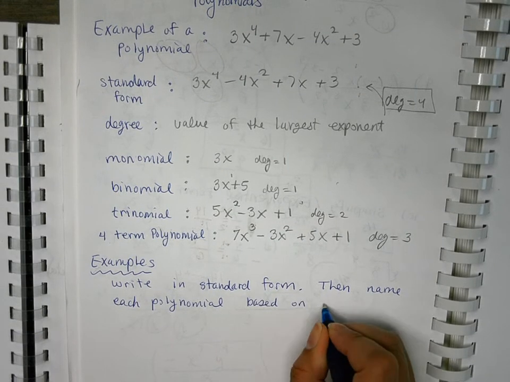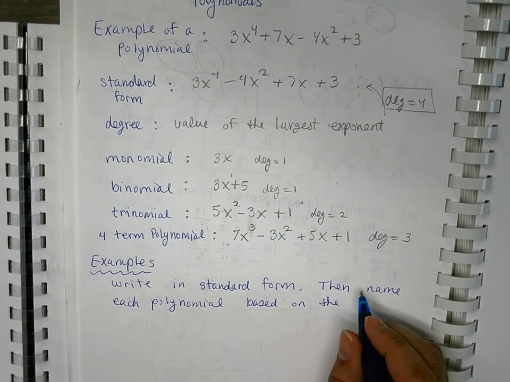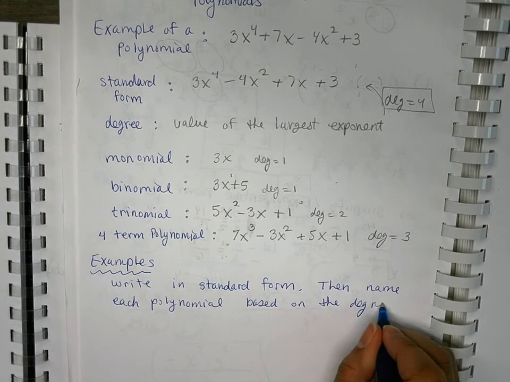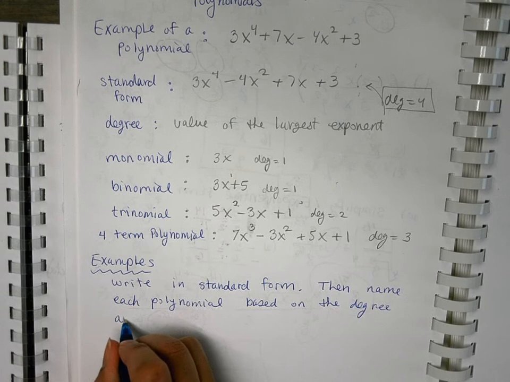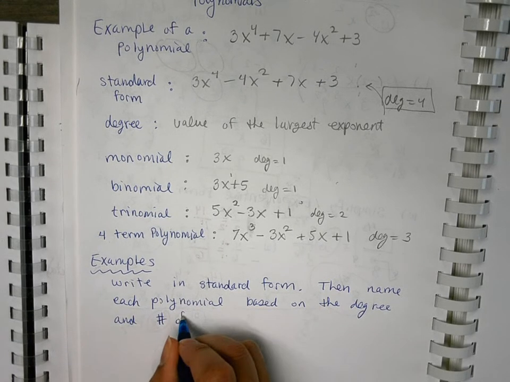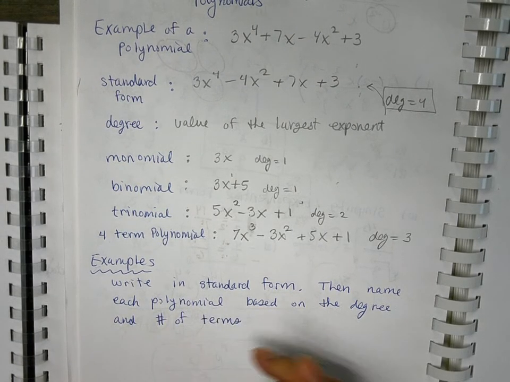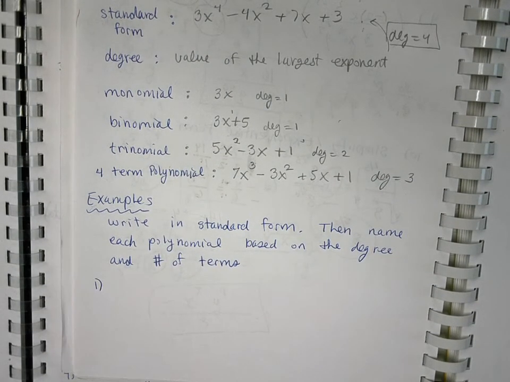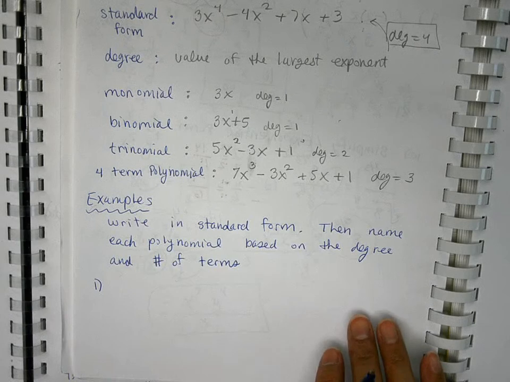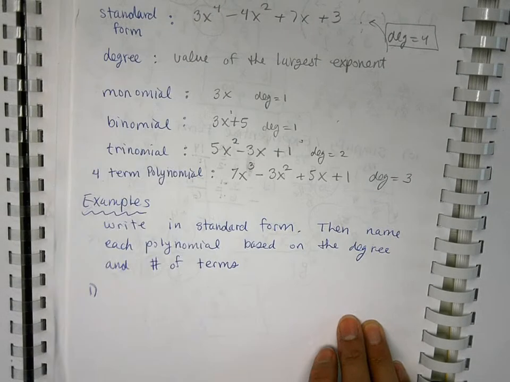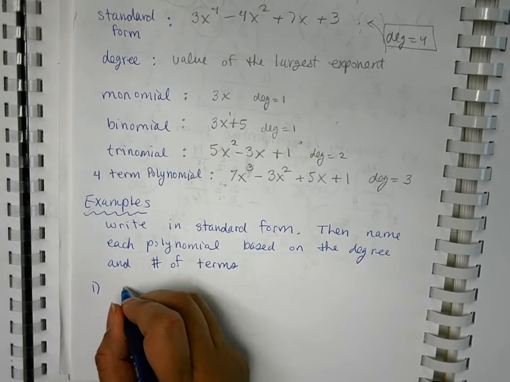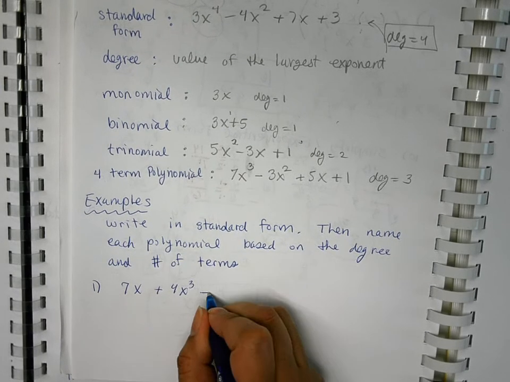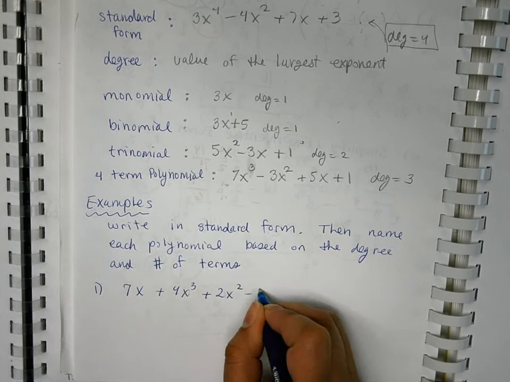Based on the degree and number of terms. All right, number 1. Seven x plus 4x to the third plus 2x squared minus 5.